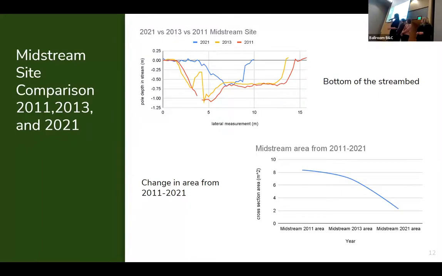The midstream site showed the most change overall. You can see how in 2011 and 2013, they remained pretty consistent, but by 2021, there was a significant increase in sedimentation. And again, you can see that reflected in the area.